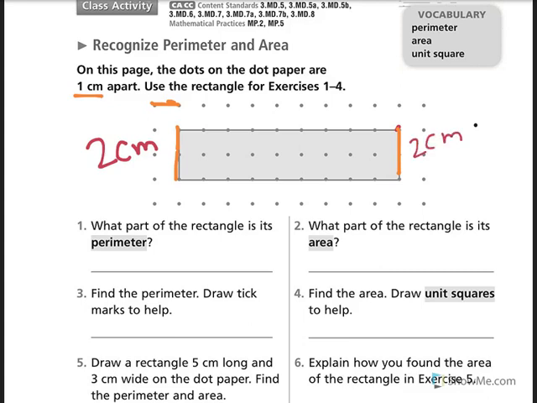2 cm. This length here, let's count. 1, 2, 3, 4, 5, 6, 7, 8, 9. This here, we're also going to count the length. 1, 2, 3, 4, 5, 6, 7, 8, 9. So both of these are 9 centimeters.